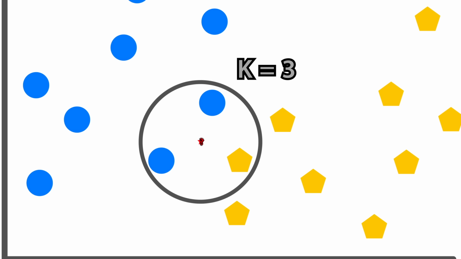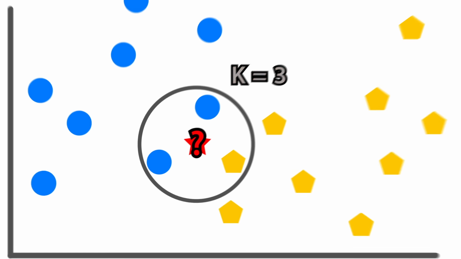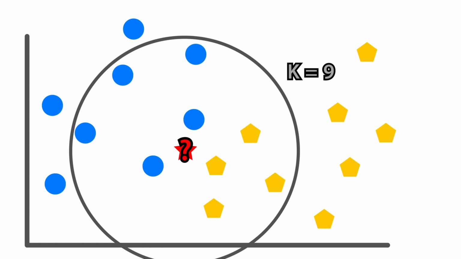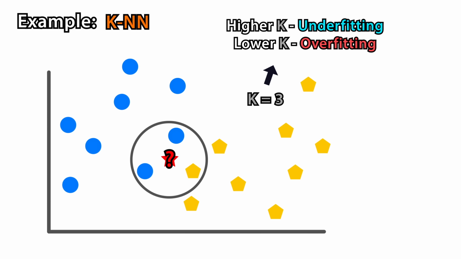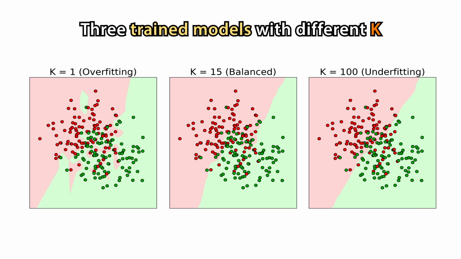The value of k is a hyperparameter that can be tuned, and it is often chosen to be an odd number to avoid ties. Intuitively, increasing k means considering more neighbors, which can lead to underfitting. Conversely, decreasing k may lead to overfitting. I trained 3 models with different k to show how important the k hyperparameter is in training the algorithm.